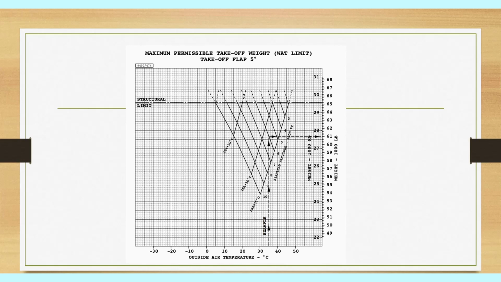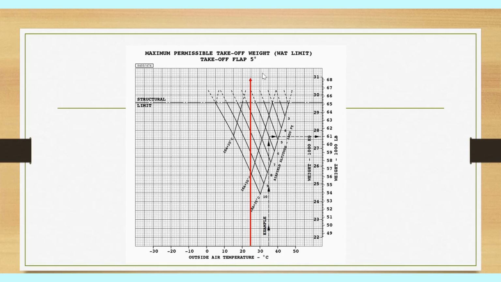Now here's what it is. We need to know that at a temperature of 25 degrees, and the pressure altitude of Lilongwe is 4,000. You can see that the 4,000 line is this one here. You can see that the line extends to the structural limit line, and then it continues all the way. So what does this tell you? It tells you that at the given conditions, you can carry more than the structural limit weight. That's what it means. However, being more practical, you can't do that.